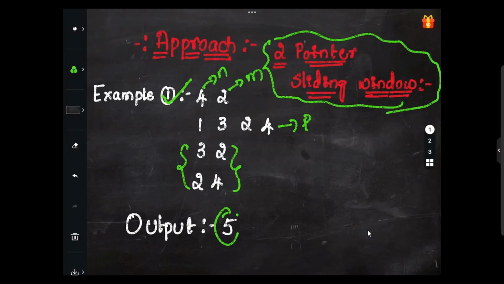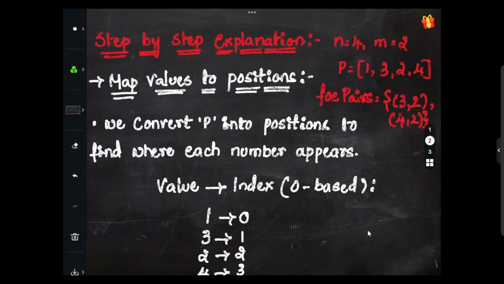I am not going to explain that one, right? So we should be knowing by this time. We have to know two pointers along with the sliding window approach. What is it, how it works, those kinds of things that I'm speaking of. So here in this case we need to get the output 5. Let's move on with the step by step explanation.